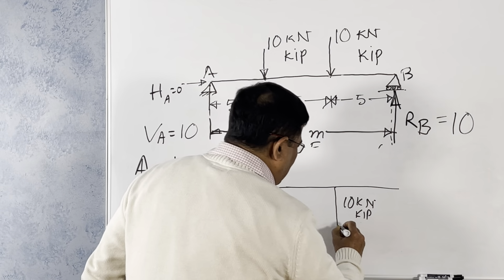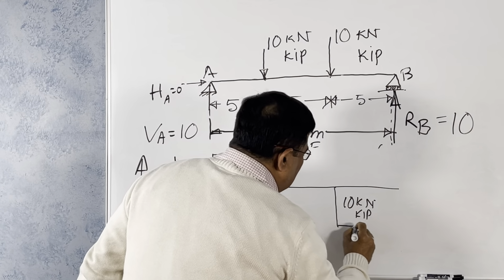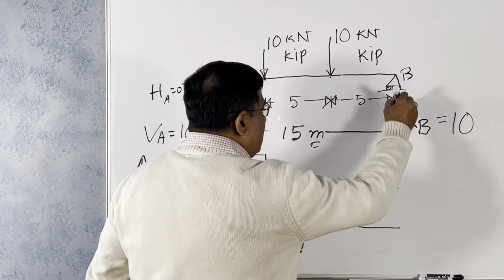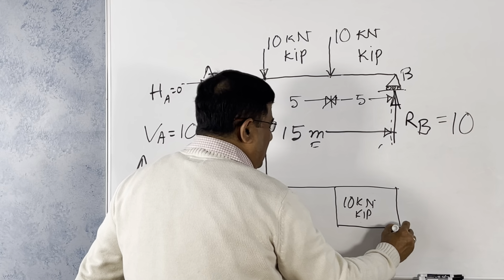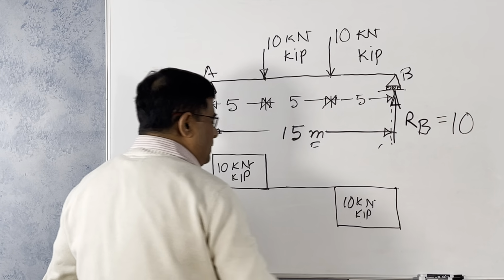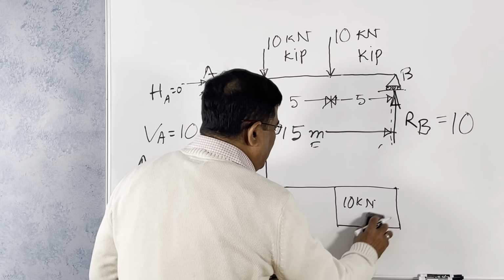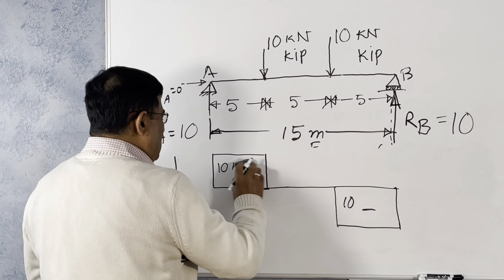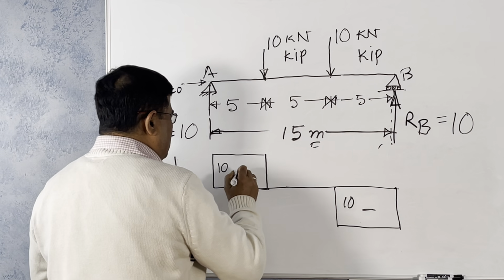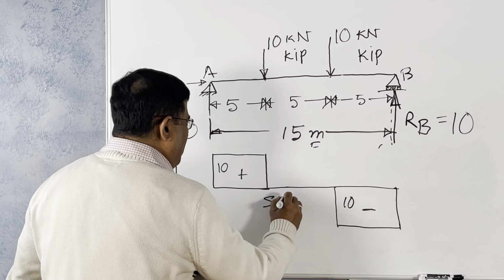Or 10 kilonewton or 10 kip. Then from here to here, no load is there, it goes like this, and this RB is going up and they are equal, so it merges with the zero baseline. This is your negative 10, this is negative, this is positive. This is your shear force diagram.